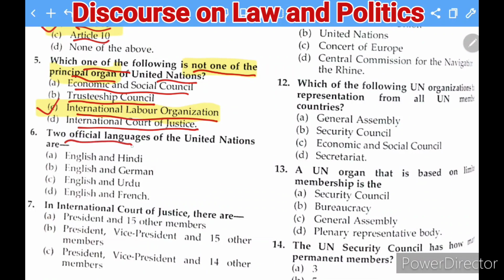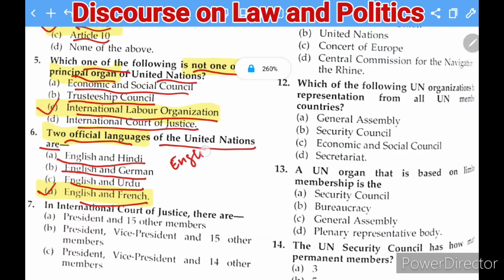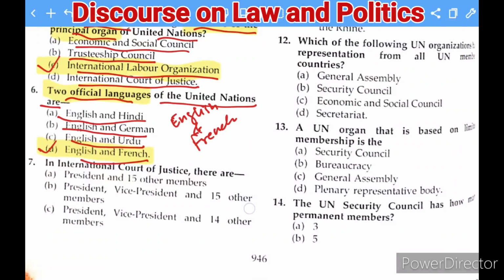The question is: the two official languages of the United Nations are, and the options here: English and Hindi, English and German, English and Urdu, and English and French. Just give your answer in the comment box, I am waiting for your response. Yes, the answer is English and French. So English and French are the two official languages. And my dear friends, English and French are also the official languages of the International Court of Justice as well. Moving to the next question.